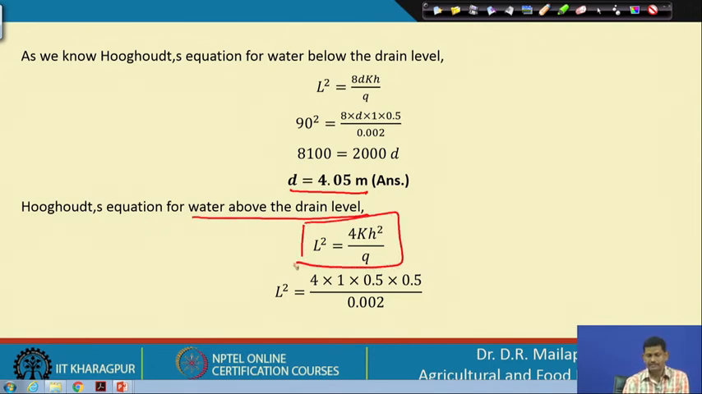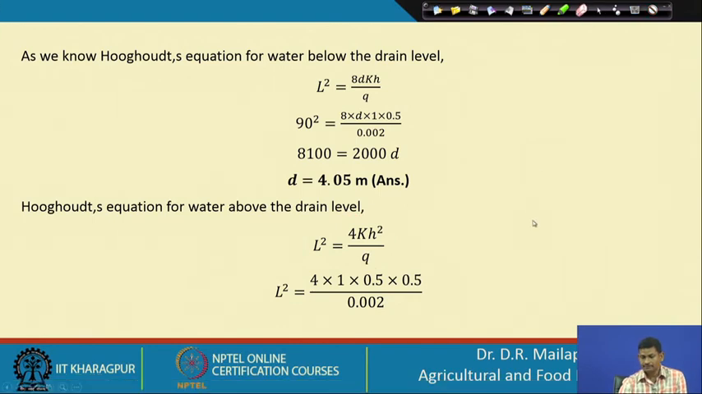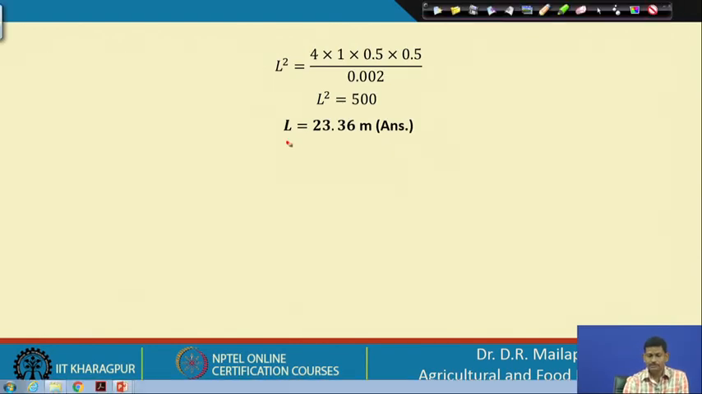For the flow above the drain level, the equation is L square is equal to 4 k h square by q. Substituting the values here, you get L is equal to 23.36 meters. So in this example, if you know the contribution of q above the drain base depth and below the drain base depth, you can find out the corresponding drain spacing as well as the equivalent depth from the impervious layer to the drain base depth.